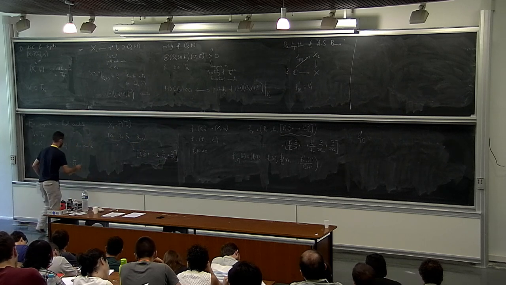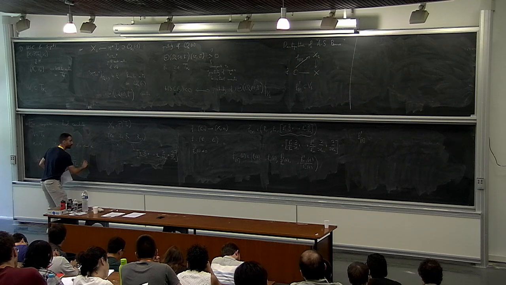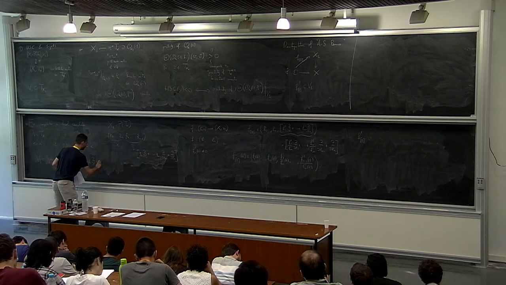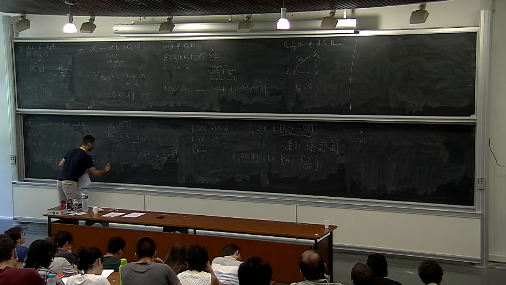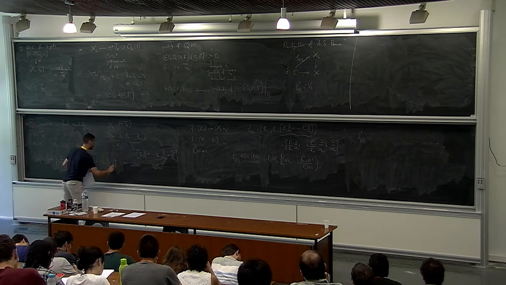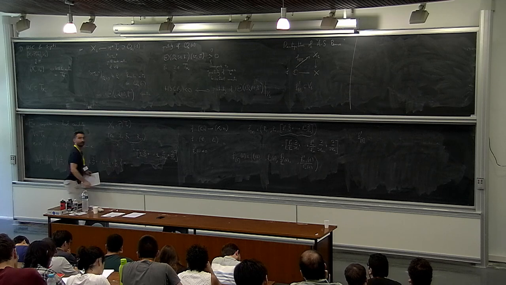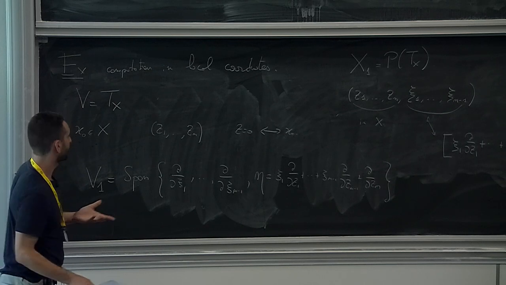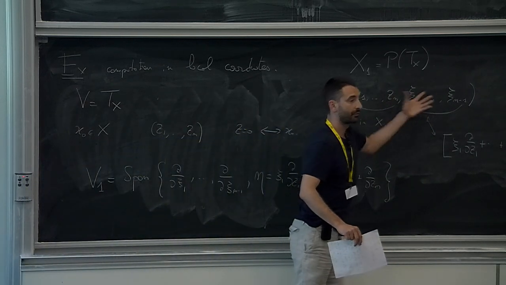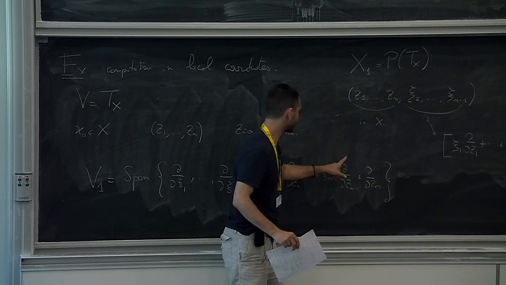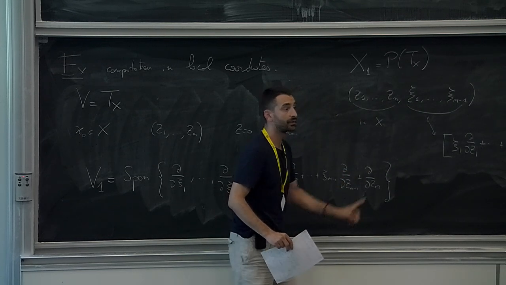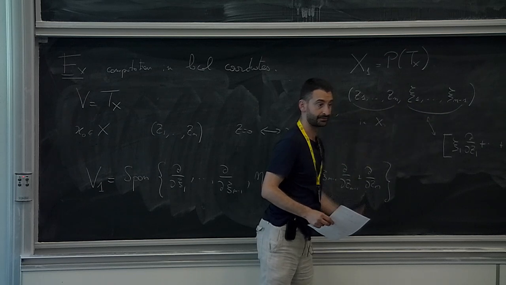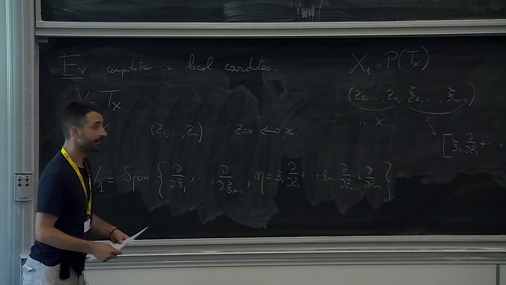Let me call this eta. Of course, there is a small abuse of language, which is because of this choice of coordinates. And so here we are looking at this d over dz as a tangent vector upstairs, not on X, okay? Because of this choice of coordinates here. Okay, so this is V1.